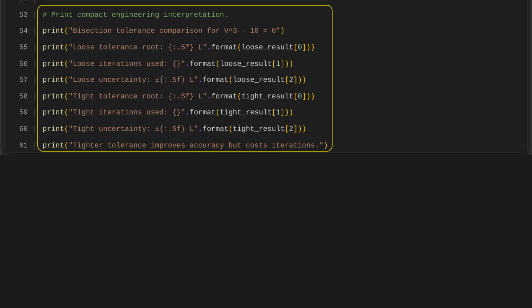The output compares bisection results for solving volume cubed minus 10 equals 0 using loose and tight tolerances. For each tolerance, it reports the estimated root, the number of iterations, and the uncertainty, formatted consistently. The main point is that tighter tolerance gives a more accurate root estimate, but it also takes more iterations.